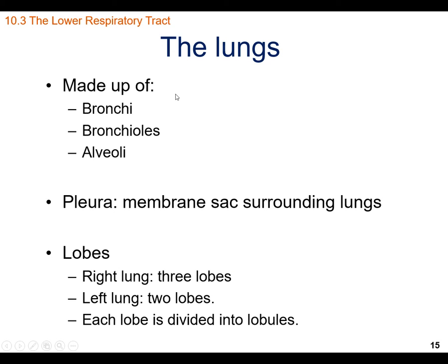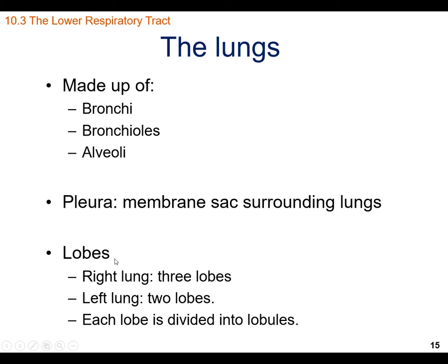So if we think about each lung, you have a right and a left lung, each one is made up of the bronchi, which is the first branch, the bronchioles, which are the smaller branches. They look a lot like tree branches, and the alveoli, which are those air sacs at the end. The lung itself is wrapped in a membranous sac called the pleura, and it's 2 layers thick, and it helps lubricate the lungs, and it helps with reducing friction as you inhale and exhale.